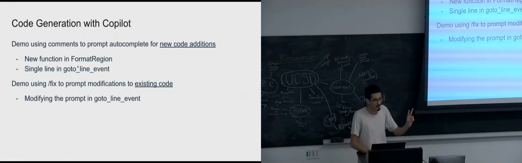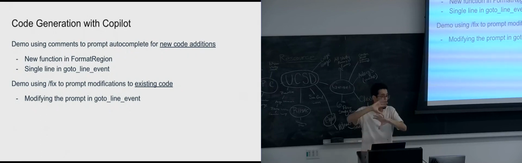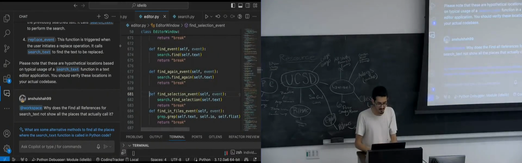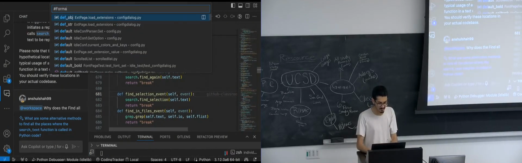So there are two things I want to show here. First is using specific comments, like docstring comments for a function, for it to give you the actual text of a function, and then a single inline comment, or single line comment, that can give you one line at a time, okay? So let me show you what I mean by that. Let's go to the format region, and feel free to copy what I'm doing here.